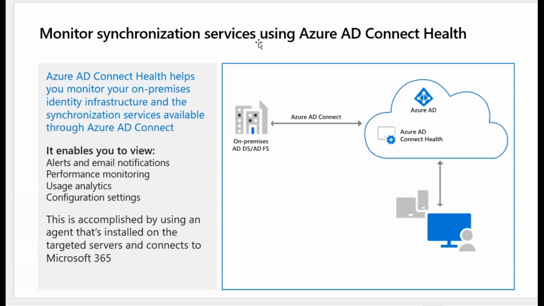Now this is monitoring the synchronization service using Azure AD Connect Health. Azure AD Connect Health helps you monitor your on-premises identity infrastructure and synchronization services available through Azure AD Connect. It enables you to view alerts and email notifications, performance monitoring, usage analytics, and configuration settings. This is accomplished by using an agent that's installed on the targeted servers and connects to Microsoft 365. So from Azure AD Connect Health, we'll be able to collect information from these on-premises directory servers, mostly to check the performance, usage, etc.